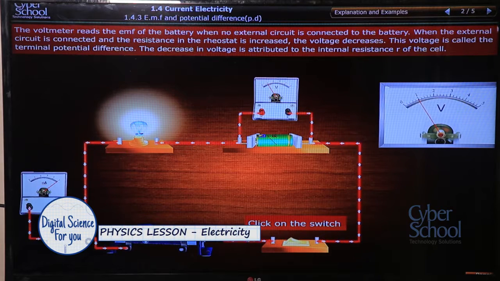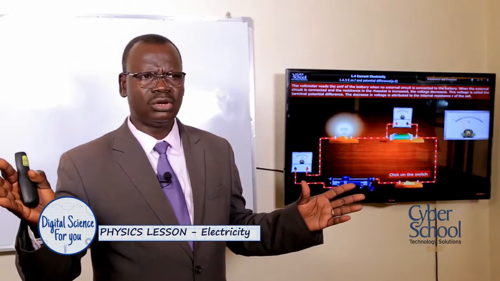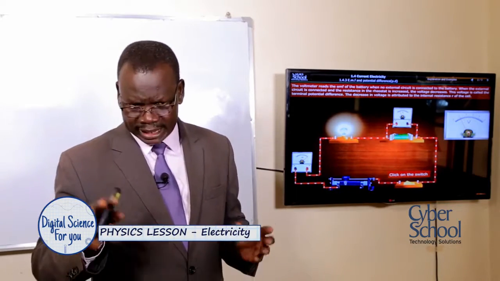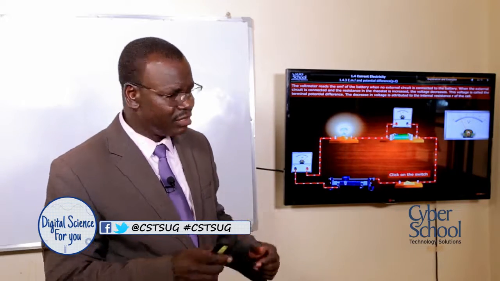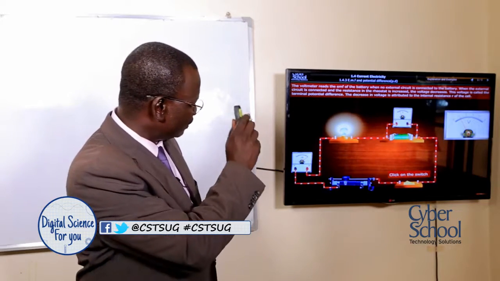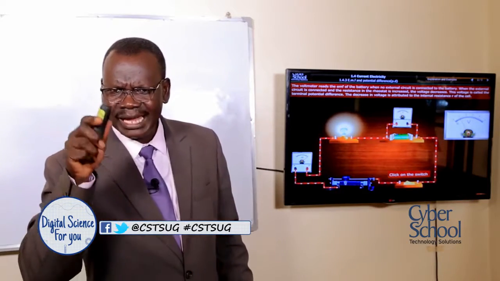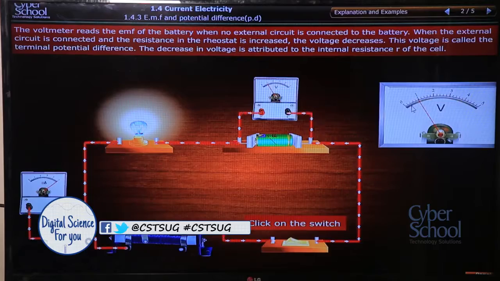And sometimes, when you switch on any electrical appliance, or when you switch on a circuit with no load, a load is something that takes up electricity. So when there is no load, but you switch on, you will notice that there will still be a drop in the reading of the voltmeter. Now that drop is as a result of the opposition to the flow of current in the battery itself. So that is what we call internal resistance.